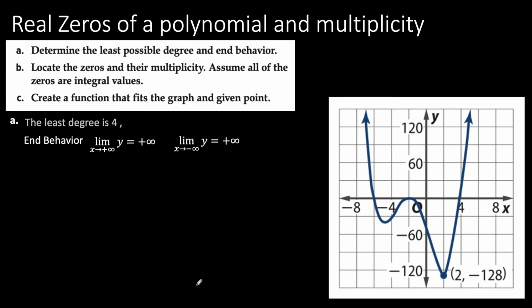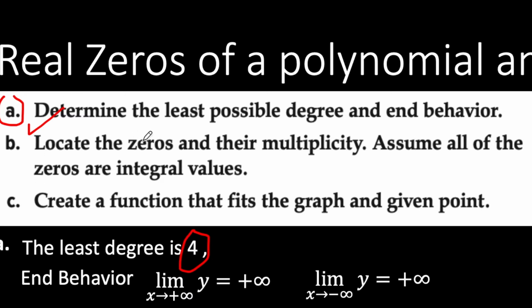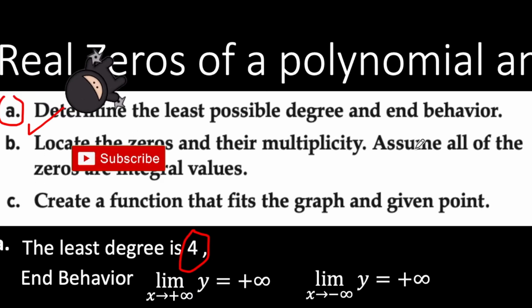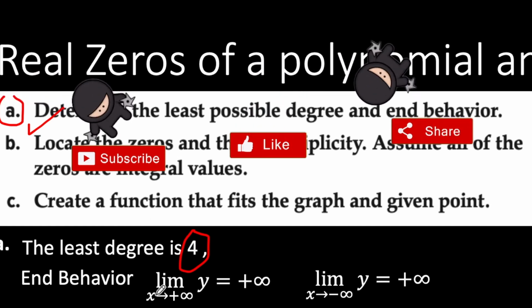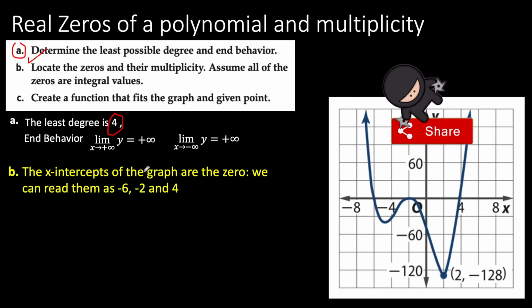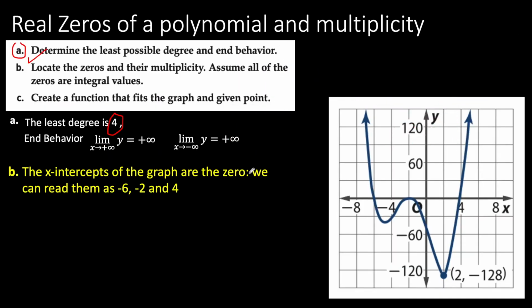Okay, we go to part B. Locate the zeros and the multiplicity. Assume all of the zeros are integral values. That means they are integers. So the x-intercepts of the graph are the zeros.